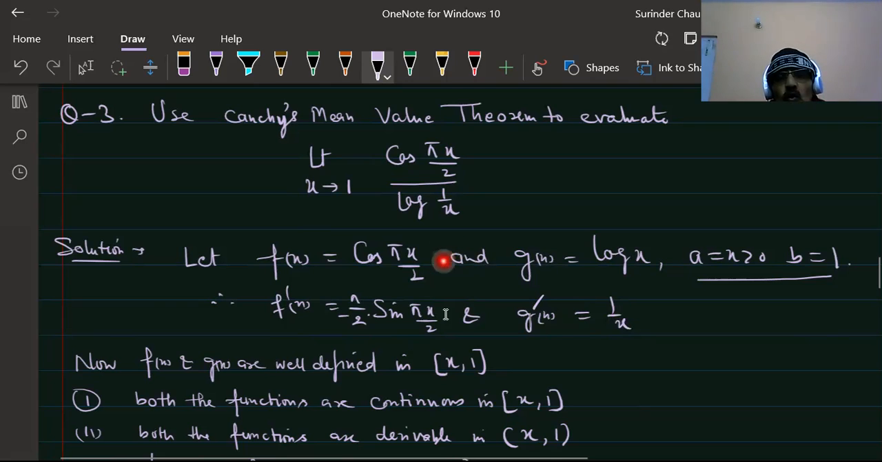So from 1 to x, x is not equal to 0. In this interval both functions are well defined, and the derivatives exist. Therefore both functions are differentiable in the interval x to 1.